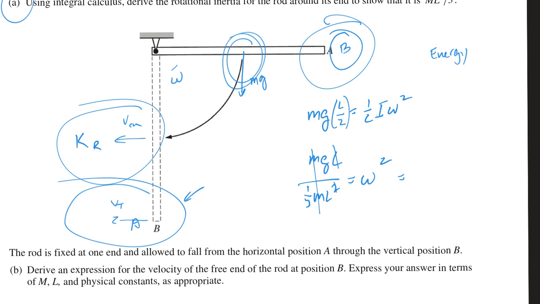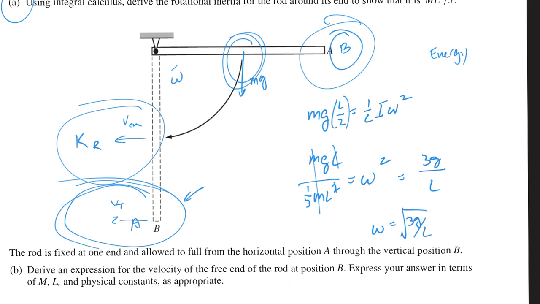So now I have that omega squared is going to be 3g/L. And yeah, we should probably take the root of that. Still not the answer. It wanted the velocity of the bottom edge of the rod as it passes through its lowest position. It wants the linear, the tangential velocity.